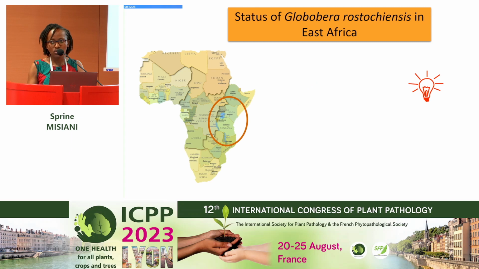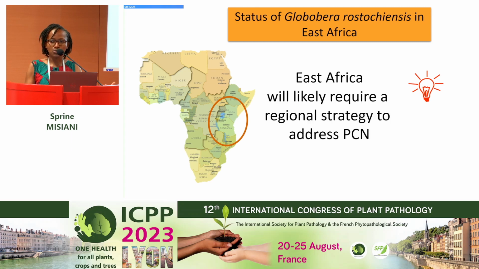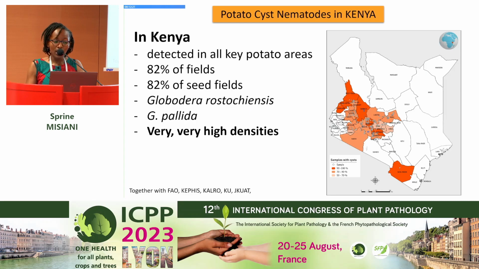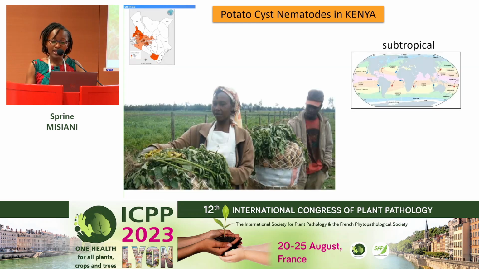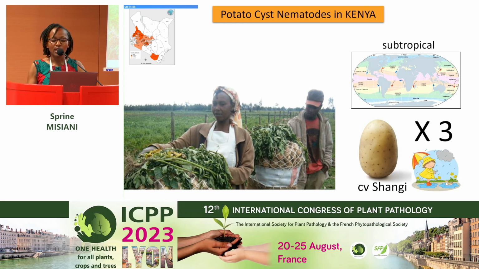So as nematologists, we wondered how we could control this menace. In Kenya, we have two species, Globodera rostochiensis and pallida. And we can have the cysts in large quantities, roughly 4 to 10 cysts per gram of soil. And actually, we have them in 80% of the fields in Kenya. So Kenya being subtropical, we normally receive large volumes of rainfall. And normally farmers constantly farm potatoes. And the most loved potato I mentioned earlier is Shangi.